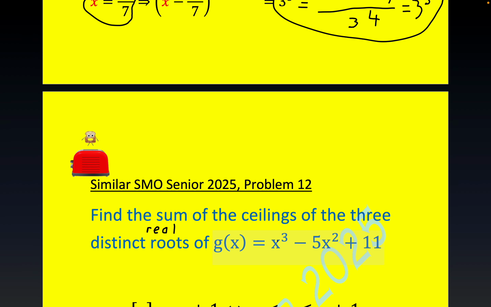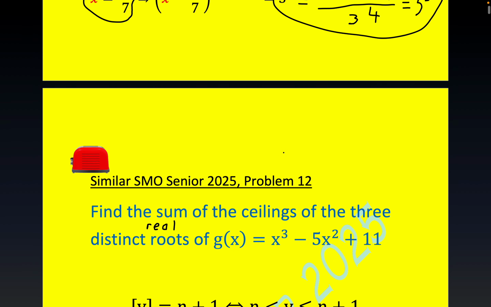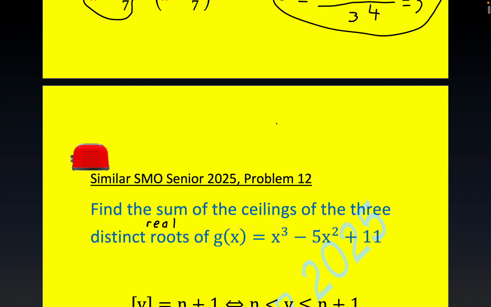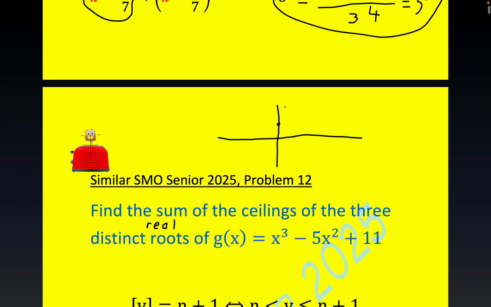Now, this is a cubic, so let's sketch a graph and see what type of insights that graph will yield. Okay, so let's do the XY axis here, Cartesian axis. One thing for sure is the graph passes through this point (0, 11). That's the easiest point to get on the graph.